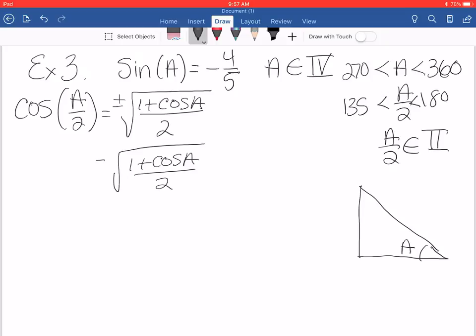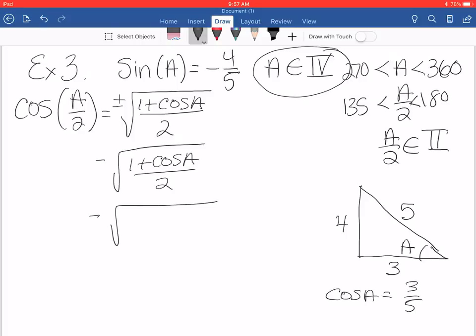So angle A, if I take the sine of angle A given to us, that was negative 4/5. And since sine is opposite over hypotenuse, it's going to look like this. So this is going to be a 3, 4, 5 triangle using the Pythagorean theorem. Angle A is in the fourth quadrant, and cosine in the fourth quadrant is positive. So cosine of angle A is going to be 3/5 because that's the adjacent over hypotenuse. So I'm going to use 3/5 to plug in for cosine A.